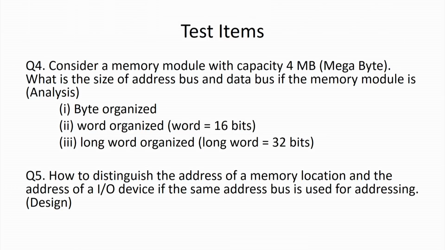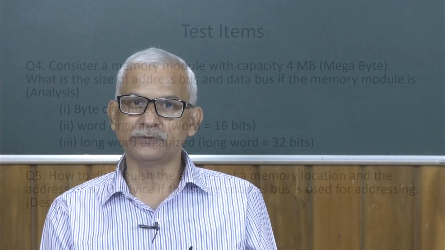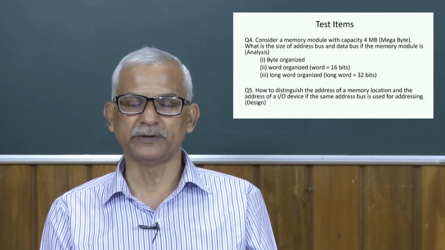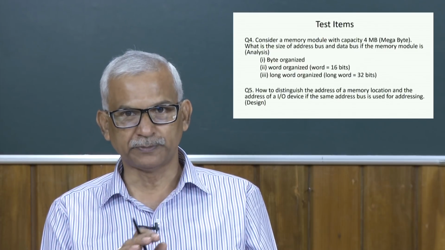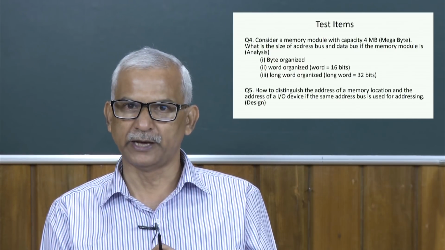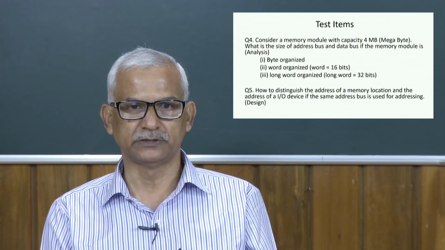Third one, I am saying long word organized, that means 1 long word is equal to 32 bits, that means 4 bytes. In one memory location we can keep 32 bits of information, but the total memory capacity is 4 megabyte. So, with respect to that, now you have to identify what is the size of the address bus and what is the size of the data bus.